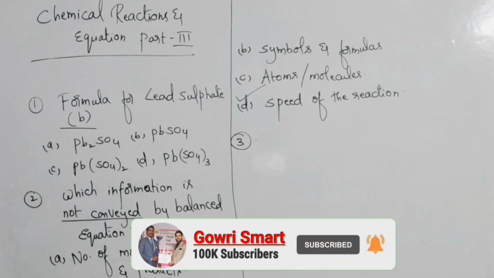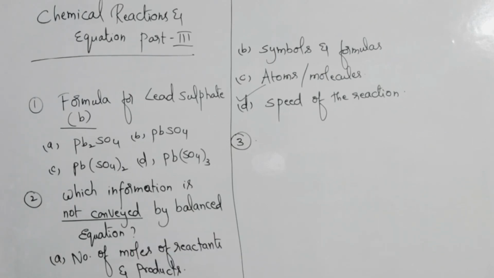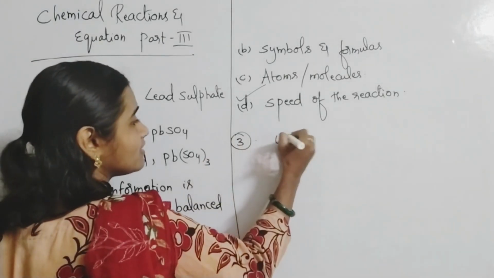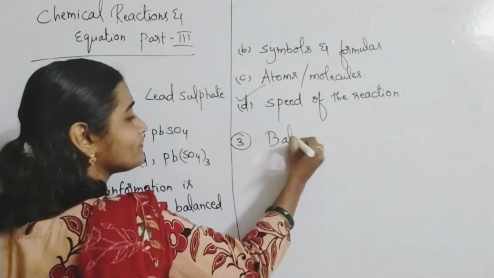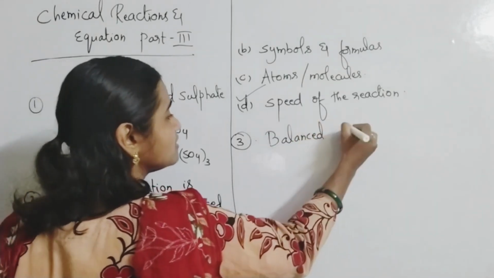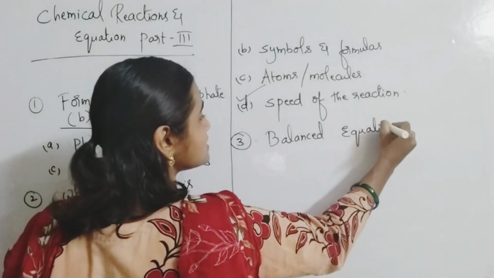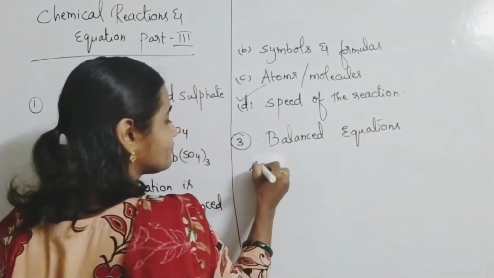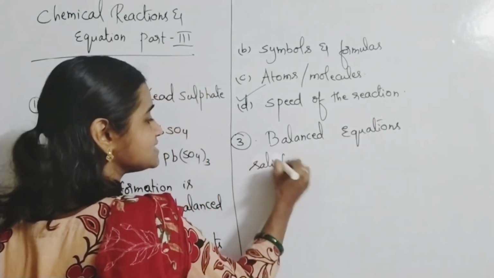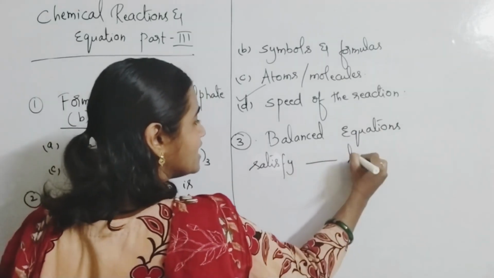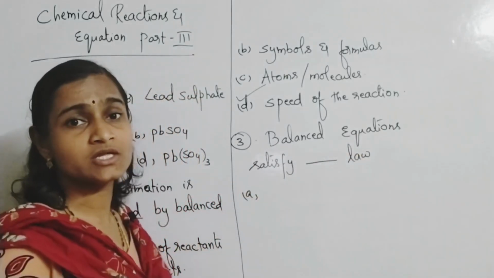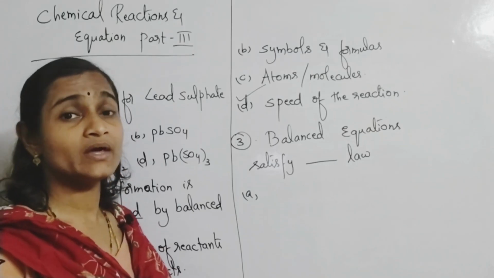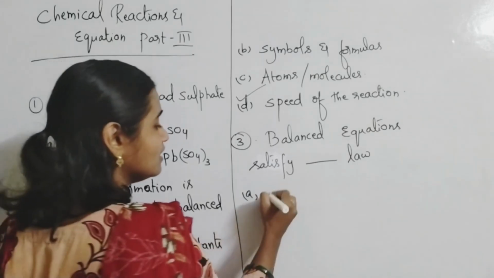Now let us go to the third question. The chemical equations are balanced to satisfy which of the following laws of chemical combination? Balanced equations satisfy which law? Balanced equations satisfy dash law. Options are the laws of chemical combination. You have 4 laws. Can you just recall what those are?